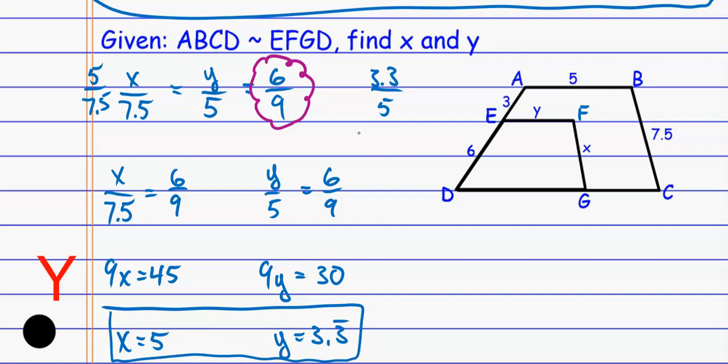So again, similar figures, all the corresponding angles are congruent. All the corresponding sides are proportional, meaning if I compare corresponding sides, I should get the same ratio every time. All right? And that allows me to solve because I can set up these as proportions and I can cross multiply and I can solve. All right?